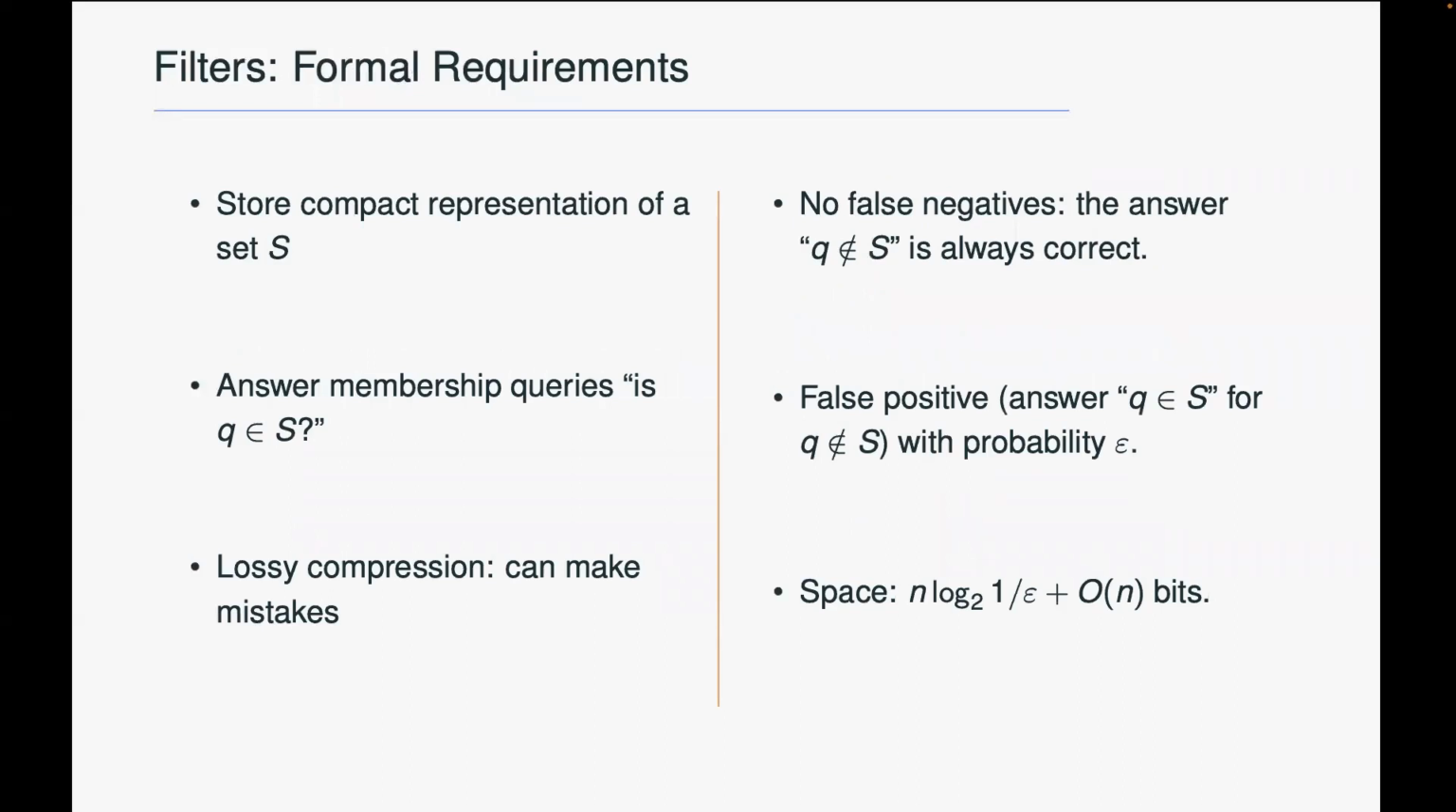So here's the formal notion of a filter. We want to store a compact representation of a set S. We want to answer membership queries, is Q in S. We're going to have lossy compression, so we can make mistakes, but a specific kind of lossy compression. The answer Q not in S is always correct. In other words, if I query an item in S, I always have to get the correct answer. A false positive, where we answer Q in S, whereas in fact Q is not in S, must happen with probability at most epsilon. And today we want space n log base 2 of 1 over epsilon plus order n bits.